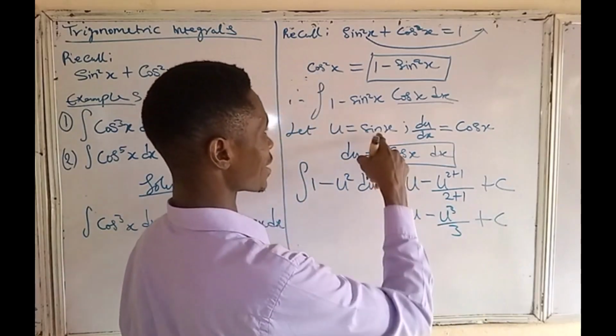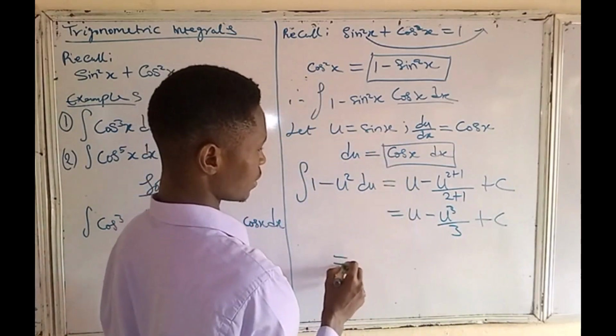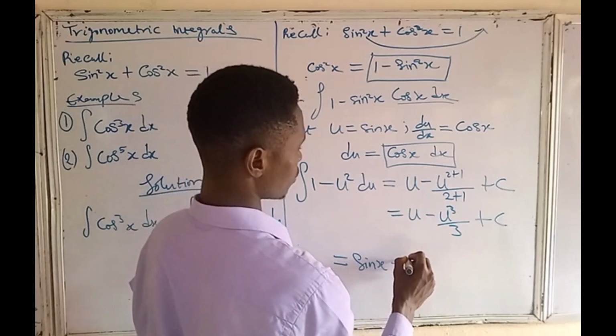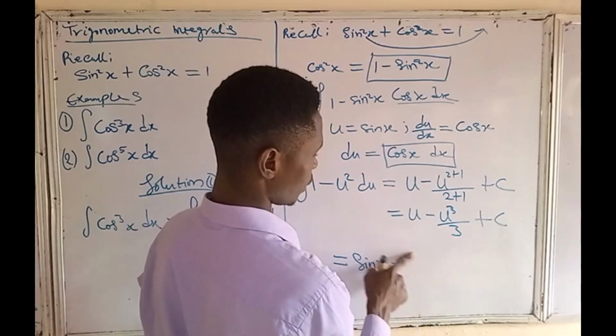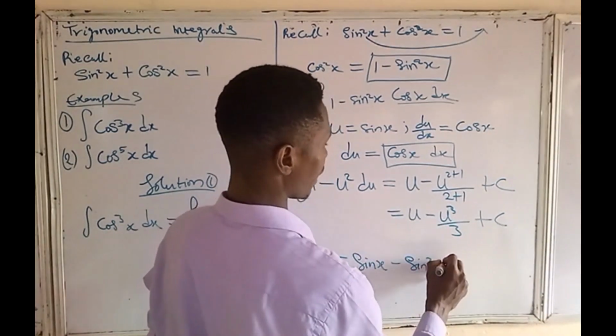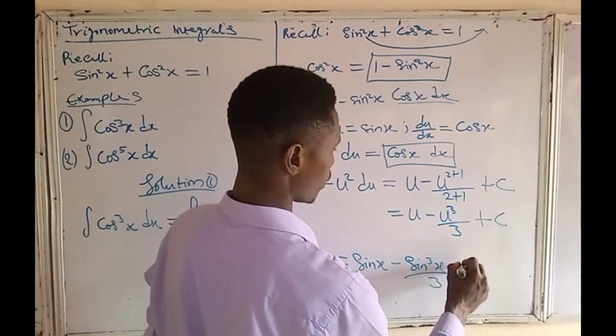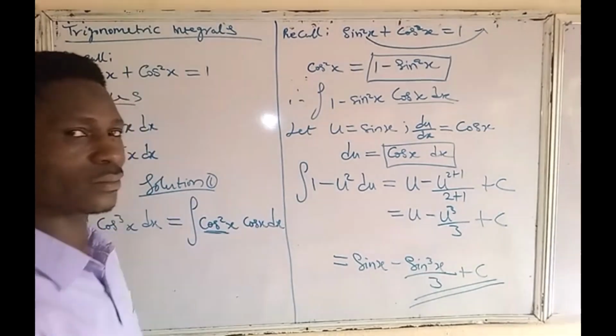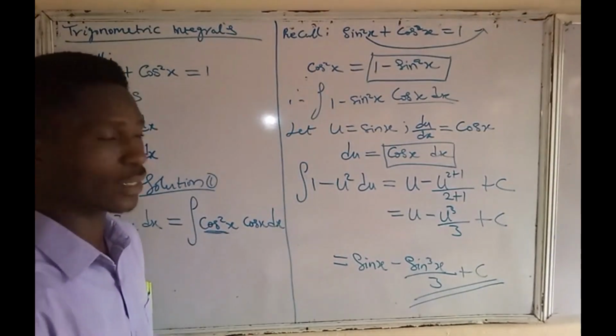Remember what u is, sine. So it means this is equal to sin⁵x minus sin³x all over 3 plus c. This is our answer. Straightforward and simple.